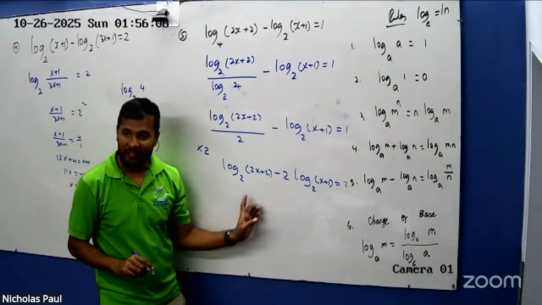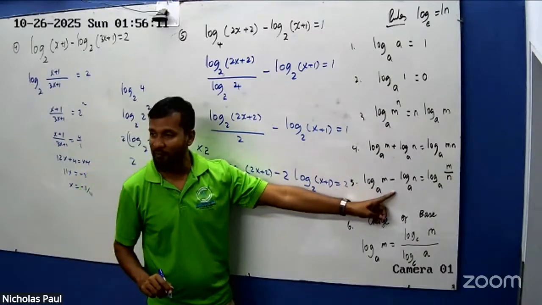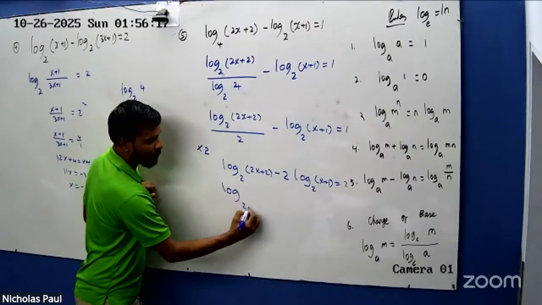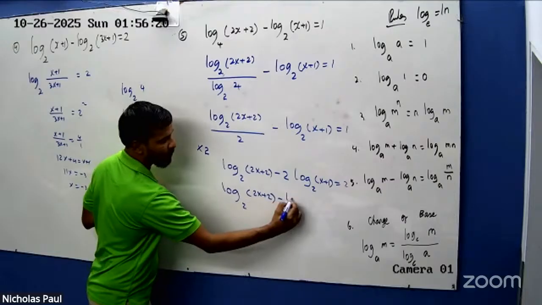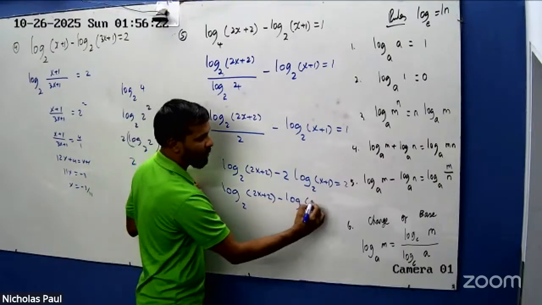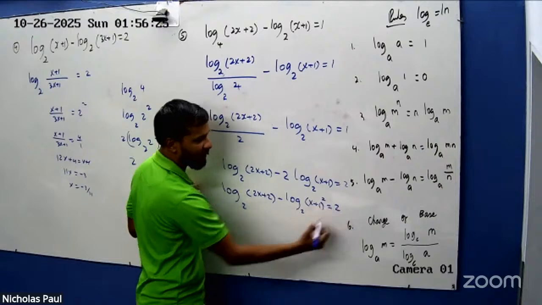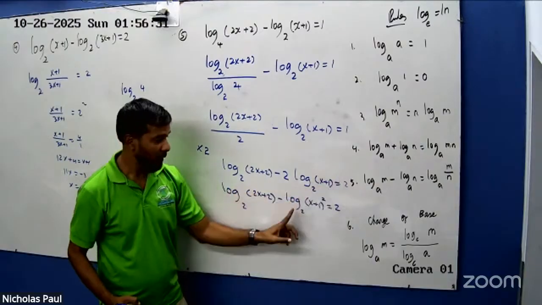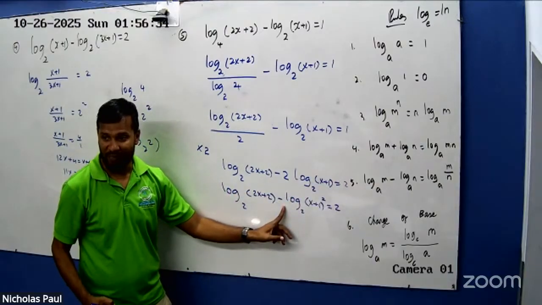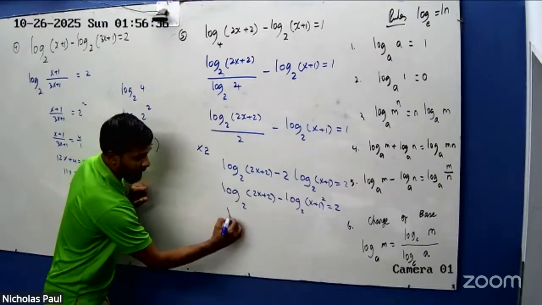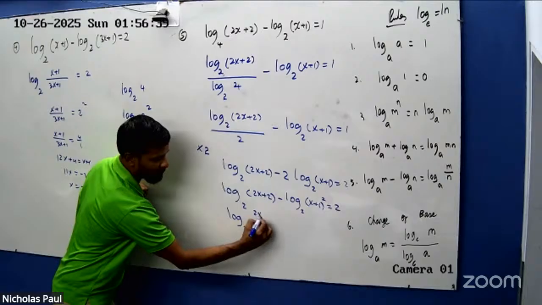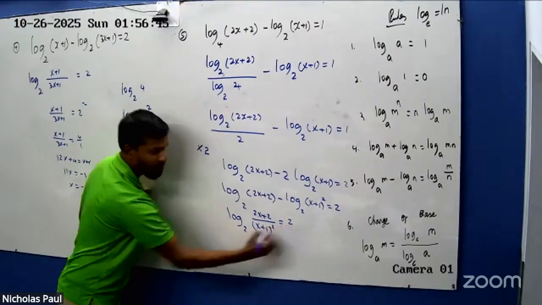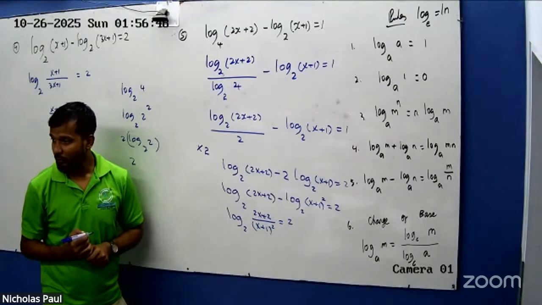Right. Although I have minus and same base, I cannot apply rule number 5 as yet. I have to move the 2. So it will become log 2x plus 2 minus log to the base 2 of x plus 1 squared is equal to 2. So I'm taking the 2 and putting it in power. Next step is what? Now I can divide, right? So I'll end up with log to the base 2 of 2x plus 2 over x plus 1 squared is equal to 2. Y'all okay with that?